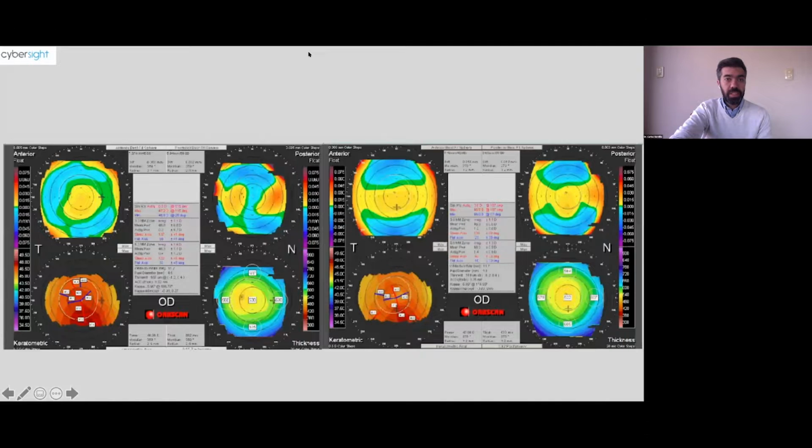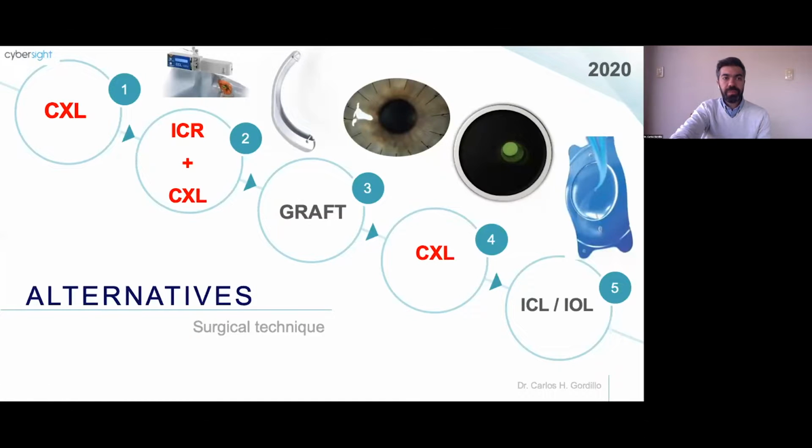So here is a topography of a patient before the corneal surface treatment and after. You can see it's been followed up for many years after the treatment, and you can see it's still there, the ectatic area, but it's better. So what to do? I'm gonna show you the different alternatives.